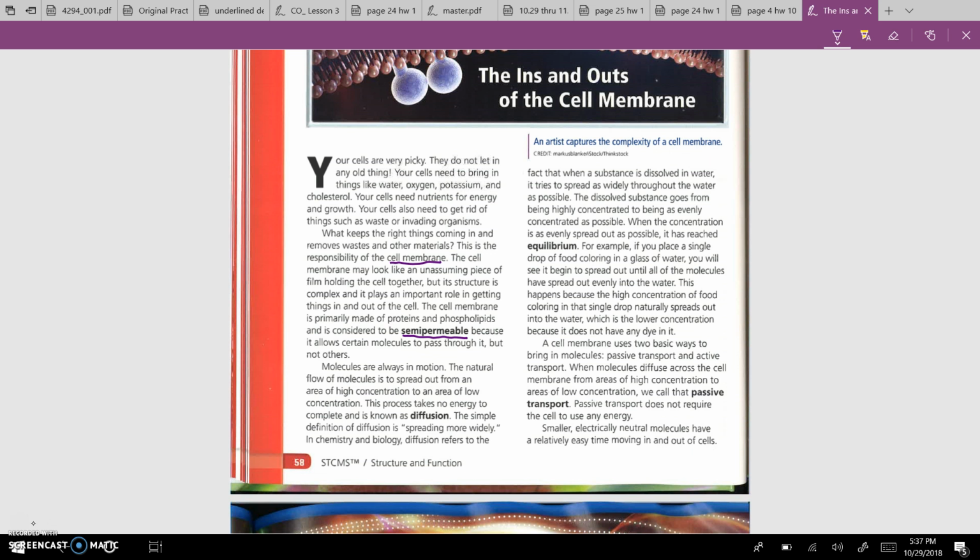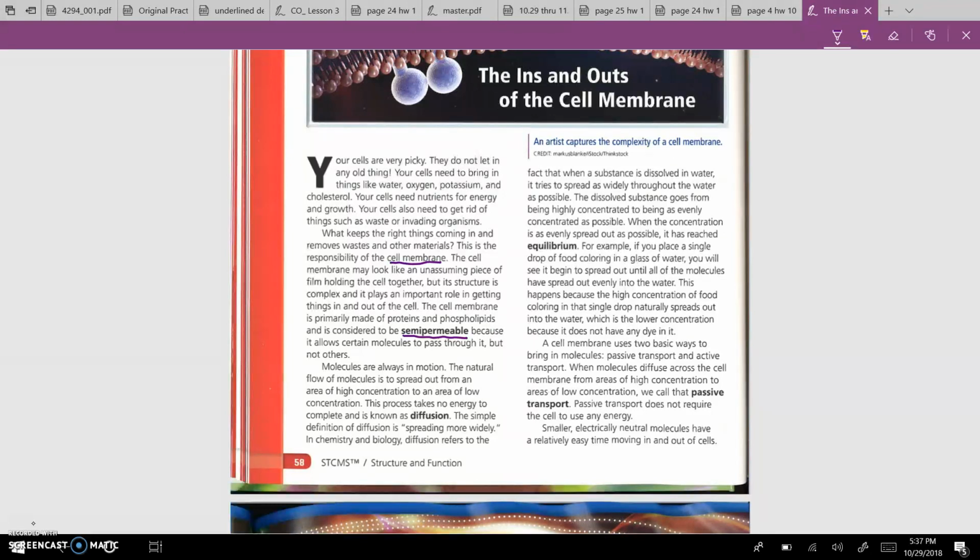The simple definition of diffusion is spreading more widely. In chemistry and biology, diffusion refers to the fact that when a substance is dissolved in water, it tries to spread as widely through the water as possible. The dissolved substance goes from being highly concentrated to being as evenly concentrated as possible. When the concentration is as evenly spread out as possible, which means that there's about the same amount of molecules inside the cell as there is outside of the cell, it has reached equilibrium. If you think of the word equal, inside and outside both have an equal amount of molecules. That's basically what equilibrium means.